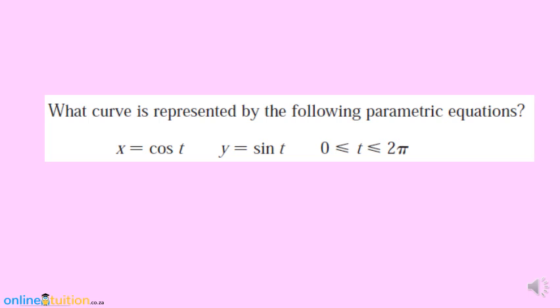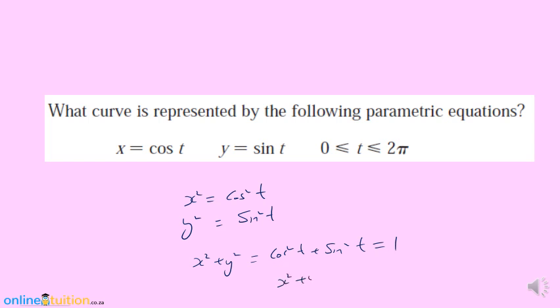You don't have to do this all the time if you want to plot these curves. You've got x squared equal to cos squared t, y squared equal to sine squared t. And guess what? If I add those, x squared plus y squared is cos squared t plus sine squared t, and that gives you 1. So we know, as we've seen in grade 11, that x squared plus y squared equals 1 is an equation of a circle of radius 1.